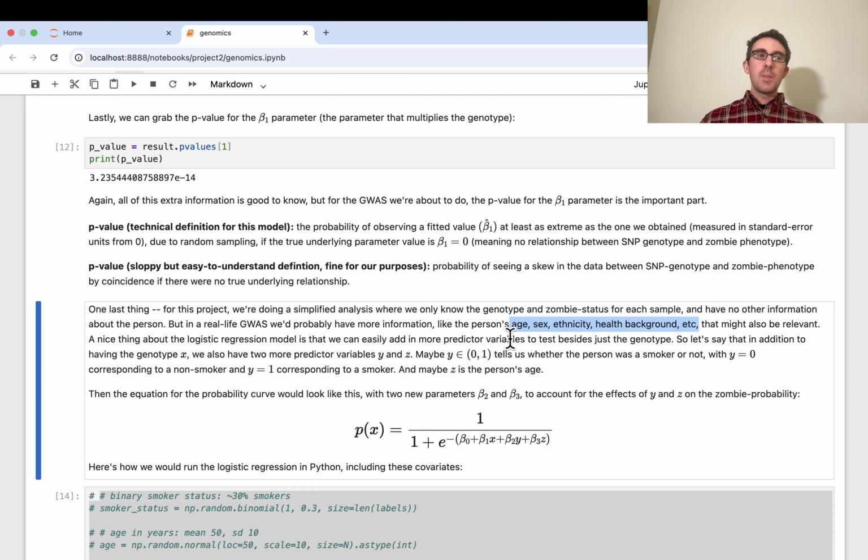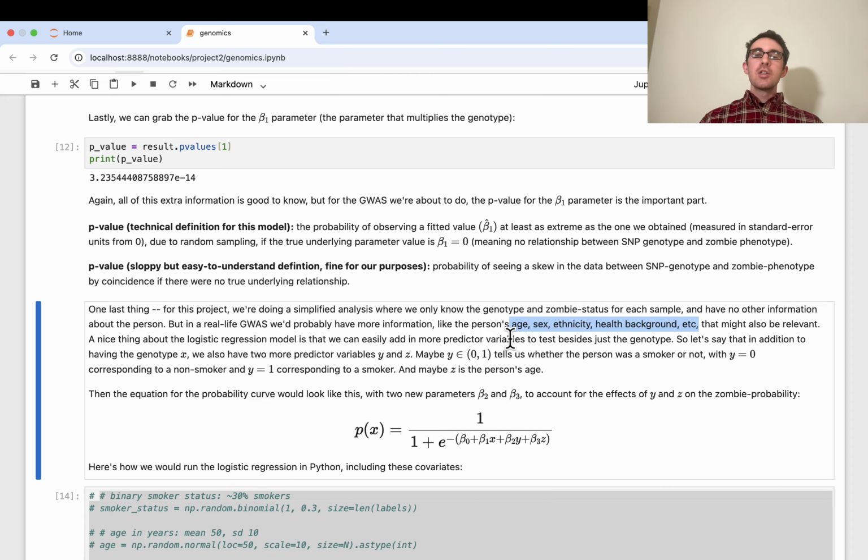And another nice thing about real software packages like Plink is that they make it easy to do that. So this project is going to be a simplified project where we won't worry about this stuff. But if this was a real analysis, a cool thing about the logistic regression model is that it lets us easily add in more variables to try to predict the phenotype besides just the genotype.